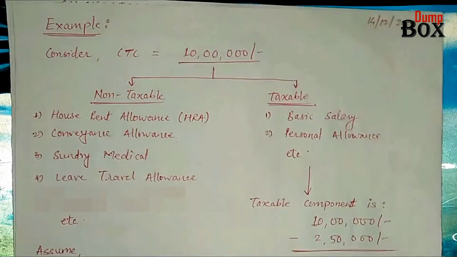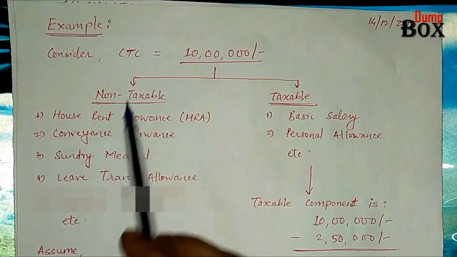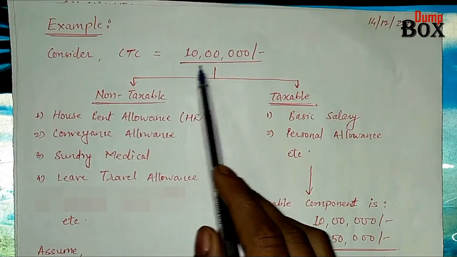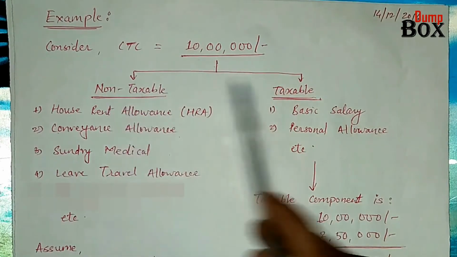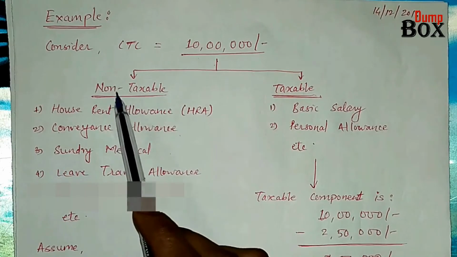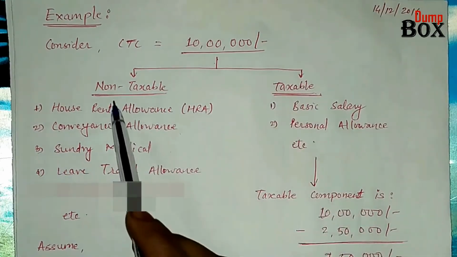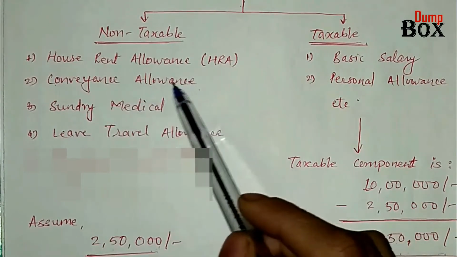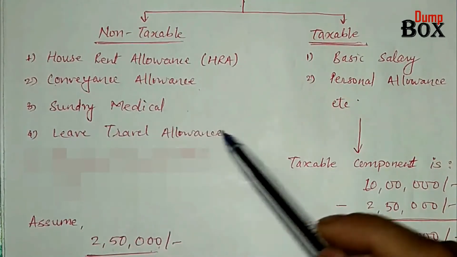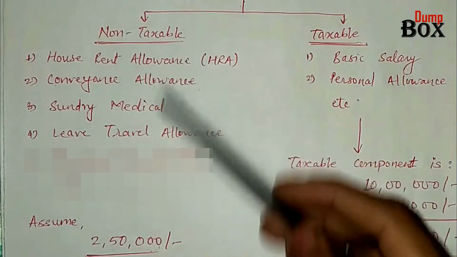Let's start with an example. Let's consider our CTC, that is annual income is 10 lakh. That 10 lakh CTC can be divided into 2 components. First one is non-taxable, second one is taxable. In non-taxable component, HRA, conveyance allowance, medical, leave travel allowance and etc. These are the components.